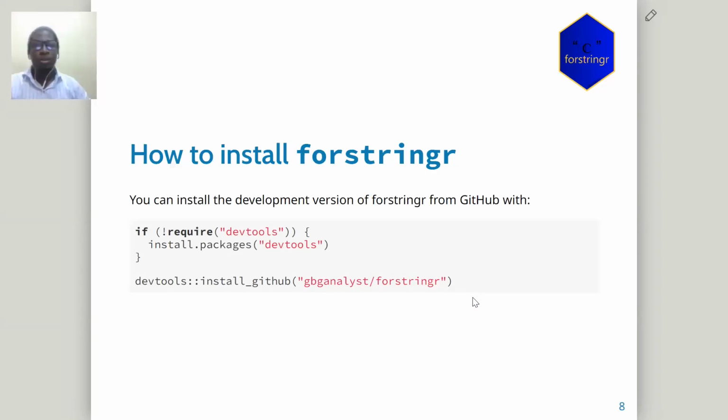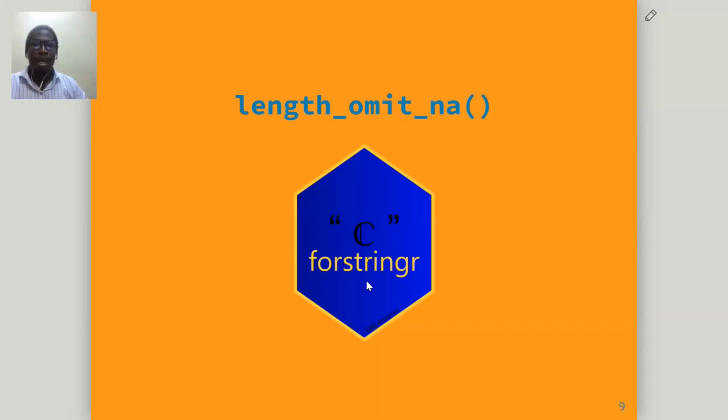Now, how do you install this forstringr package? One thing is that you need to have devtools in your R environment. If you don't have devtools, you have to install it by using this function, and then take the install_github function, put these things there, and that will help you to install the forstringr package. Now, let's see these one by one.